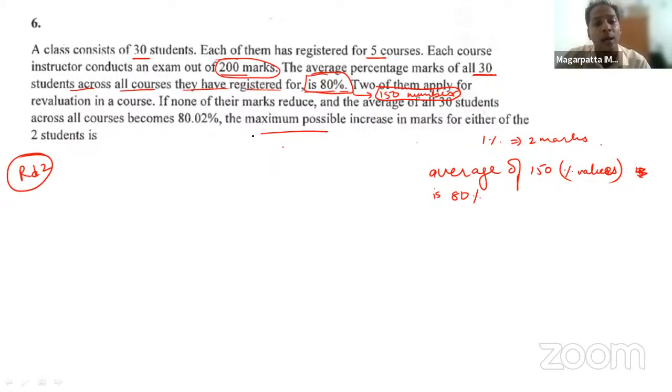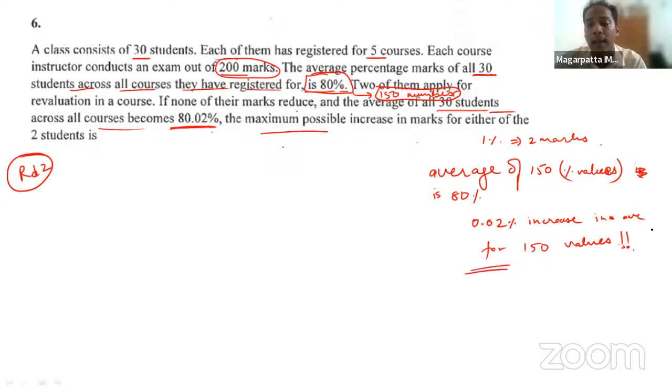And if two students apply for reevaluation, and none of their marks reduce, the average of all 30 students across all courses became 80.02. Can I say basically a 0.02% increase in average for how many values? For 150 values. Am I right in interpreting this?